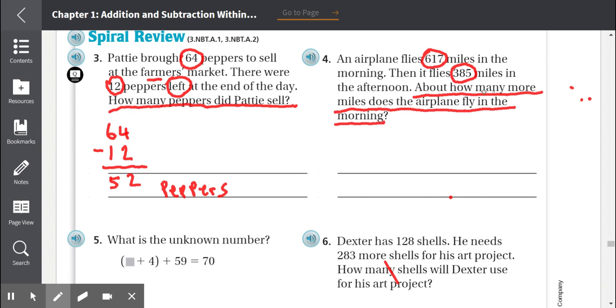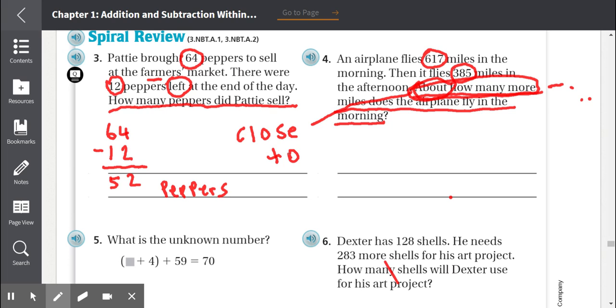And about how many more tells us we need to subtract. And the word about tells us we're looking for something close to the answer. So we're going to be estimating. So if we're estimating, let's round 617, and we can round to the nearest tens or 100. Let's round to the nearest hundreds.